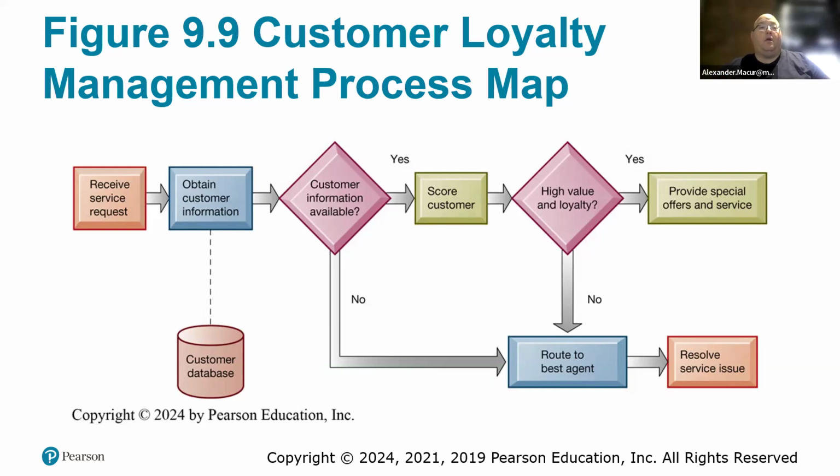That's all we're seeing here. We have some kind of new service request coming in and a system, an order entry system or a sales e-commerce platform screen is getting our information. It checks us in our database. And if information is available to us, they score us.